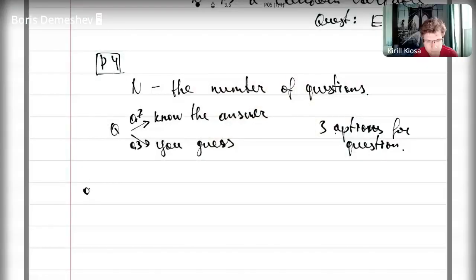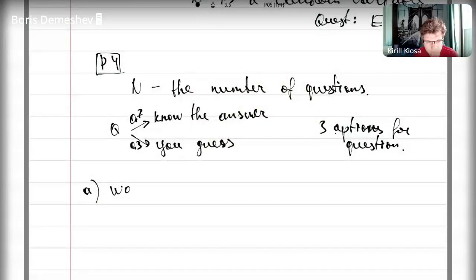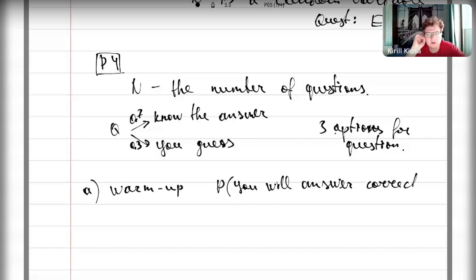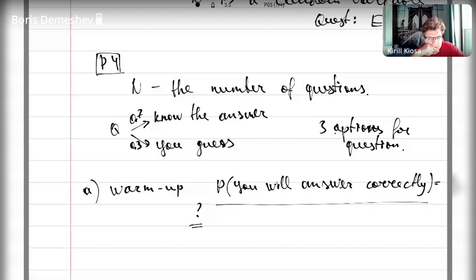So point A is very easy. I think that's just a warm-up. What is the probability that you will answer correctly? That's just to check that everyone gets the text of the problem. What is the probability that you will answer the question correctly? That's very easy.